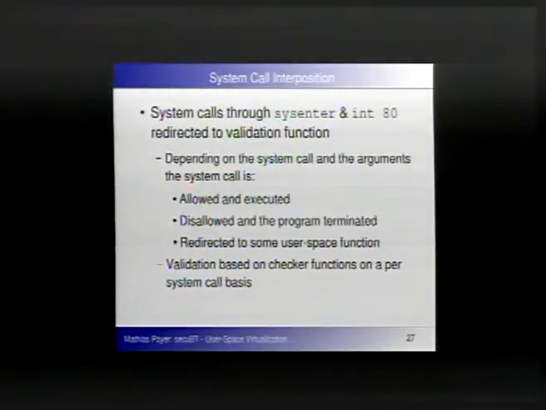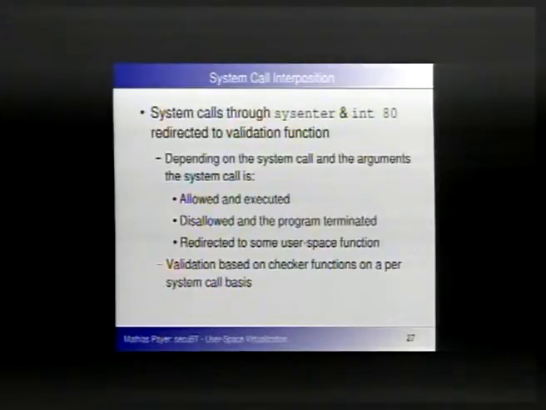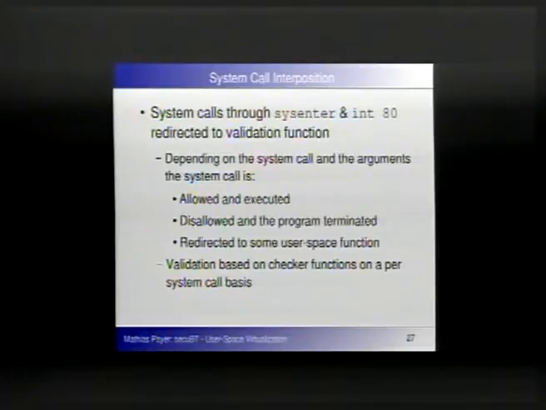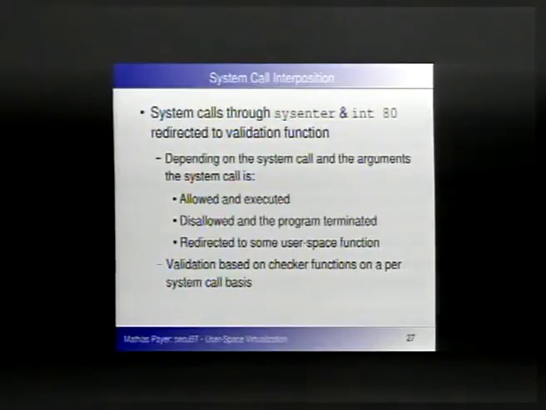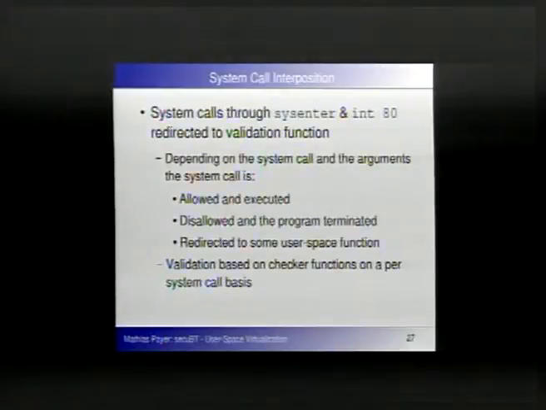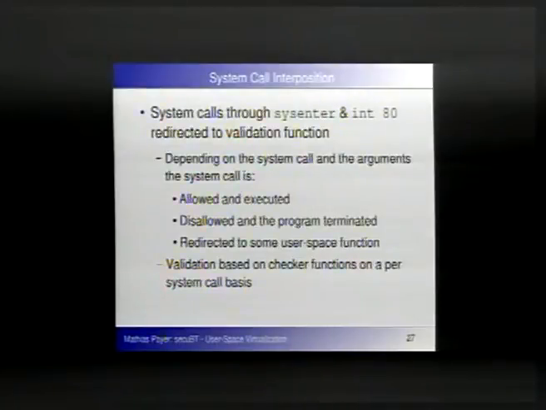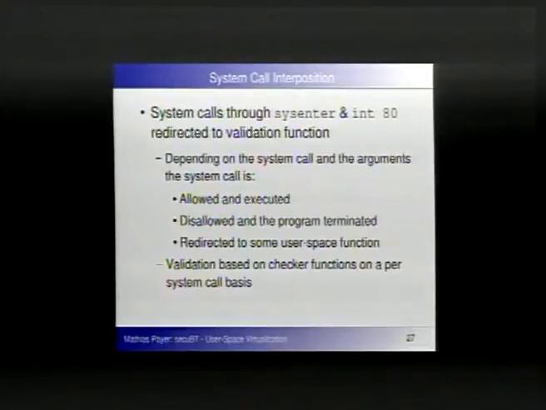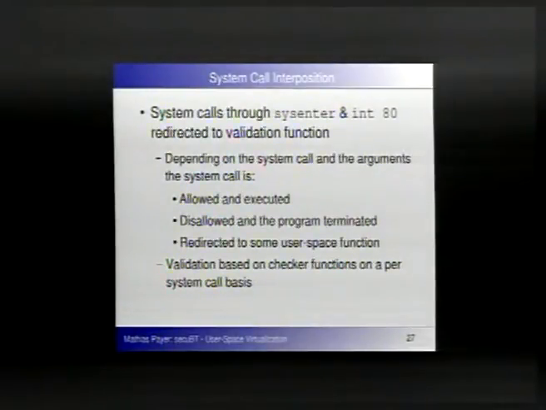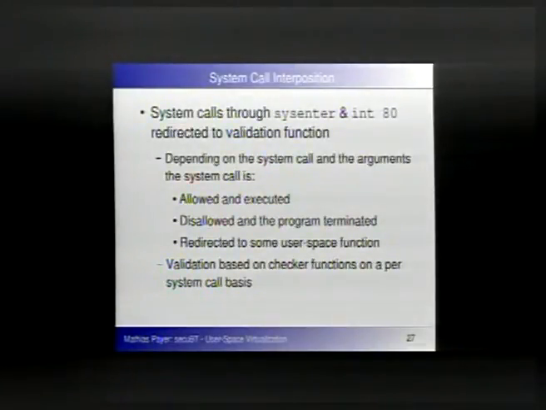a validation function. Depending on the system call and the arguments, the system call validation function decides to allow and execute the system call, disallow the system call and terminate the program, or it decides to redirect to some user space function that is implemented in the privilege level of the binary translation function. So we can make the program believe that it is executing a system call, but in fact it's just staying in user space and executing some functions that we provide.